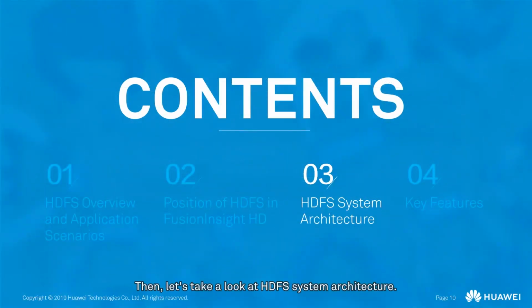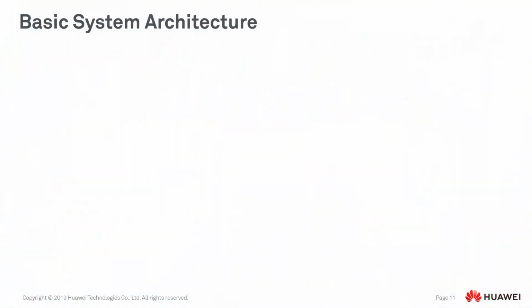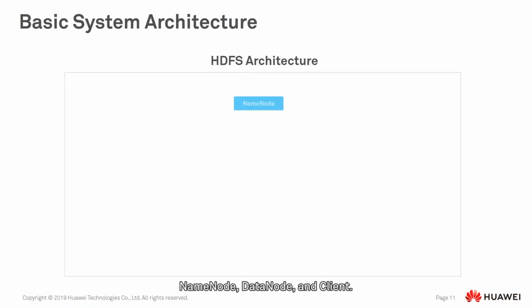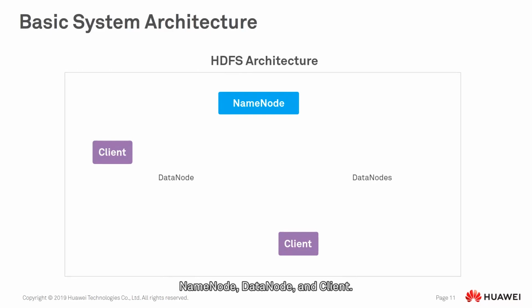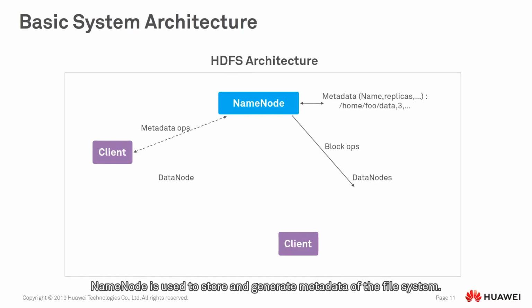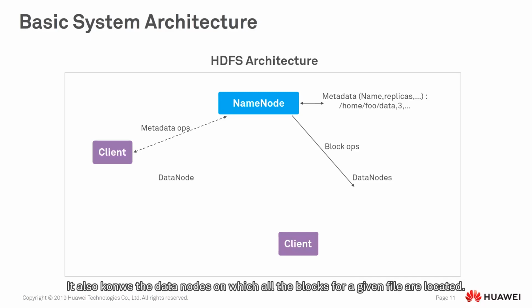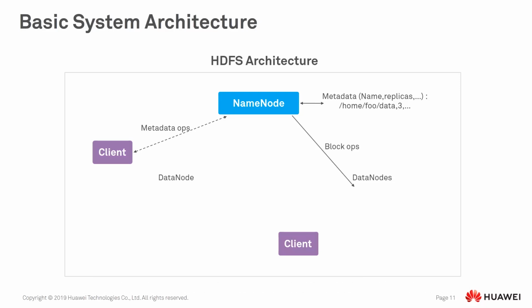Then let's take a look at HDFS system architecture. The HDFS architecture consists of three parts: name node, data node, and client. Name node is used to store and generate metadata of the file system. It also knows the data nodes on which all the blocks for a given file are located. A HDFS runs only one name node instance.